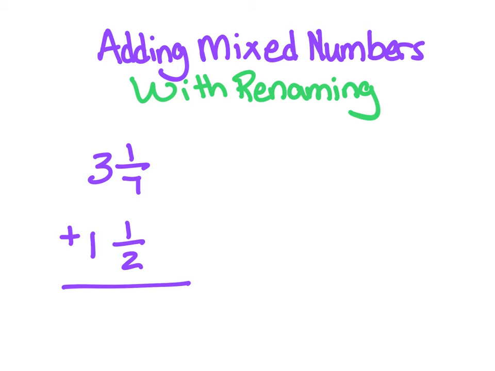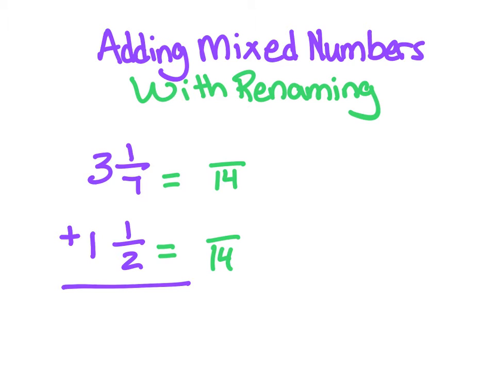So once again, we can make them have the same denominator by simply multiplying the 7 and the 2. 7 times 2 is 14. So we can change both of these fractions to 14ths. Now you'll notice I left room to bring over my whole number. That's an important step. All right, so what times 2 gives me 14?